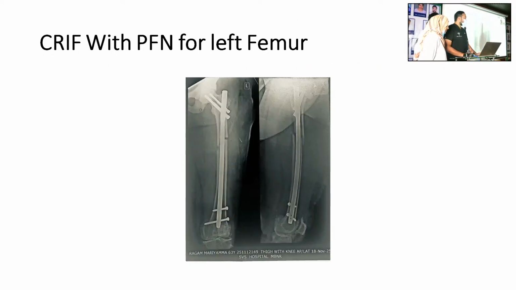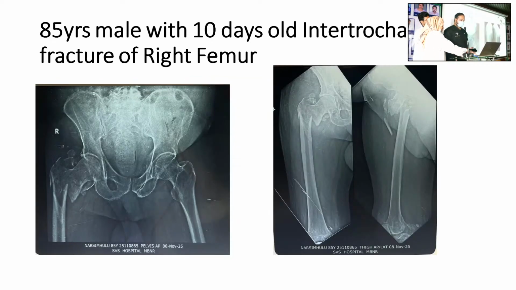Yes, sir, it will cause delayed union. There is a chance. Dynamization: we'll remove the static and leave the dynamic screw. Not immediately, sir, we'll wait for some time. We'll start weight bearing and then we'll see. 4 to 6 weeks. Usually, because there is something called a milking procedure, before using the distal interlocking bolt, you have to reduce and then fix it.